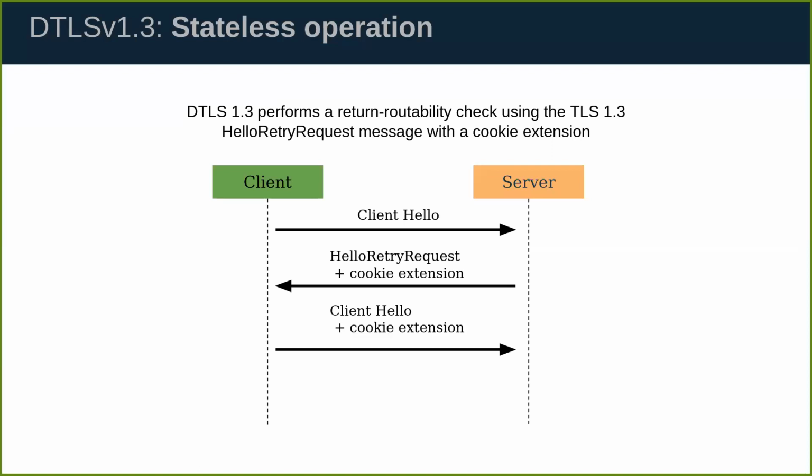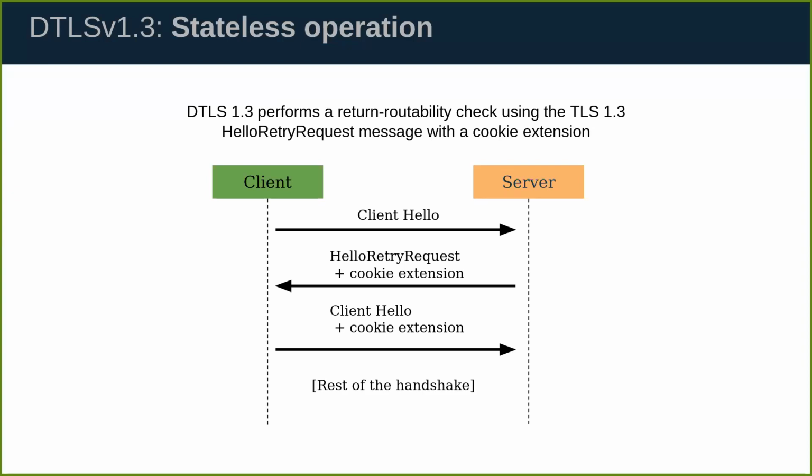And then the client responds with the client hello with the cookie extension. This way, the server can verify that this is a valid client, a valid peer that can respond to us. This is not an off-path attacker sending random client hellos to us. And then the rest of the handshake, as previously shown, can continue.